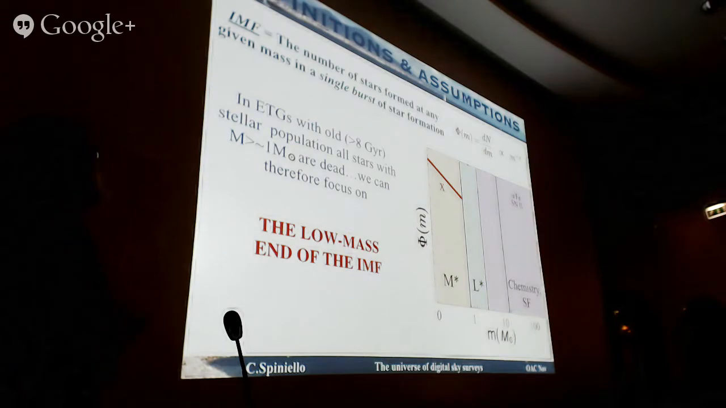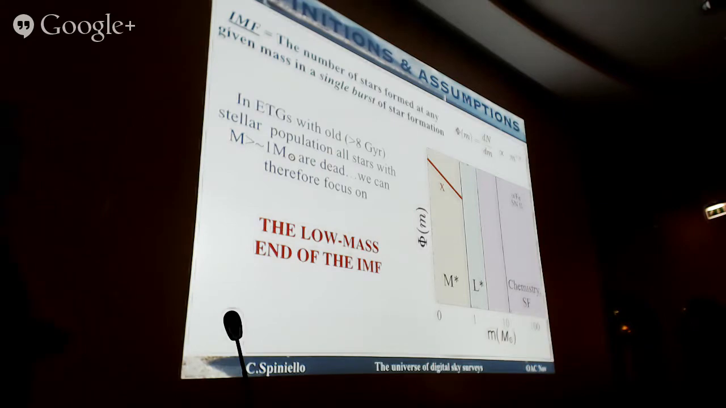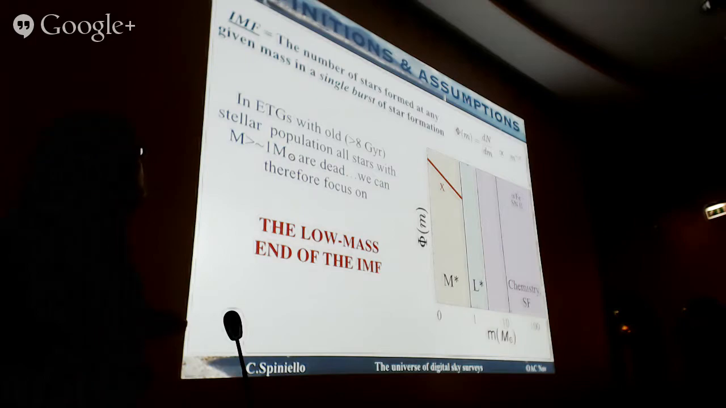what not everybody realizes is that when people working on very massive early type galaxies are constraining the initial mass function, we really put constraints on the low mass end of the initial mass function, because everything else is dead. So every single star with a mass, let's say, above 1.5 to 2 solar masses, in a population of 8 gigayears or older, is already dead by now, okay? So the only part of the initial mass function that I can put constraints on by looking at the very massive, red and dead galaxies is this one, okay?